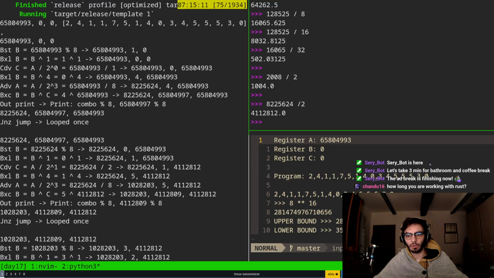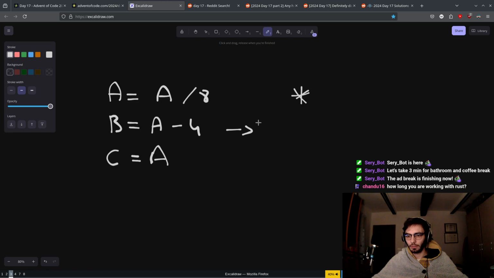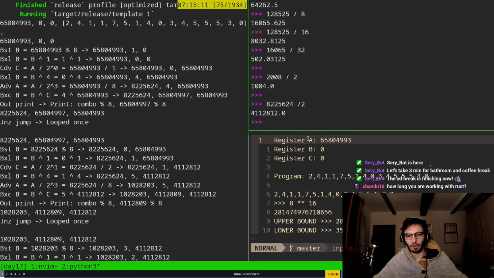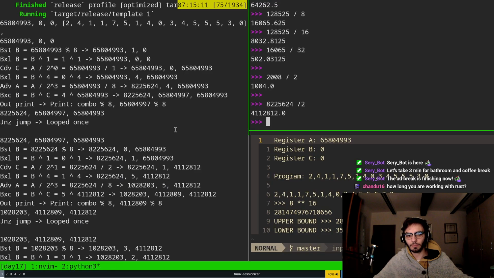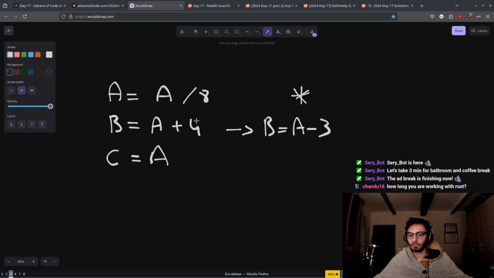Okay, whatever. B is A minus 3. Was it even a milestone beforehand? No, it's a plus 4. Bizarre. And C is now precisely half of A. So C is half of A.